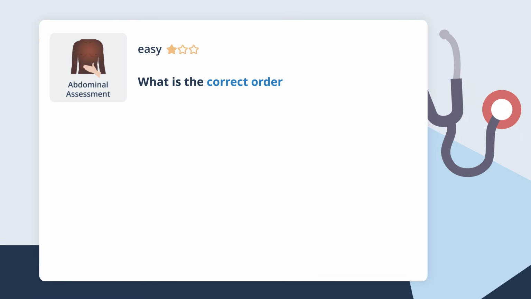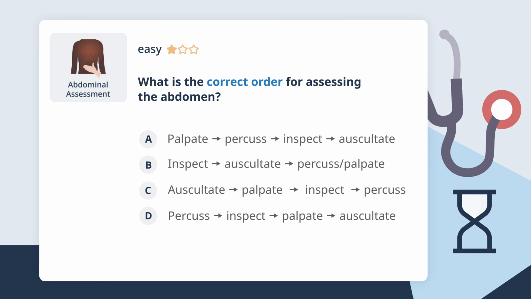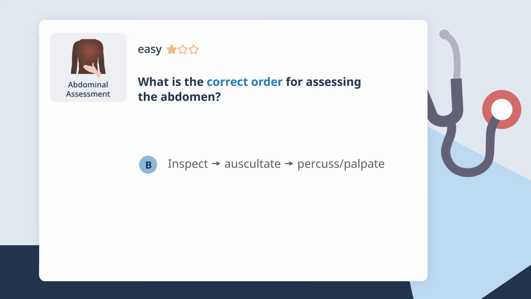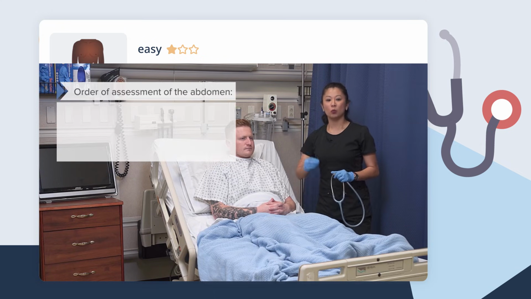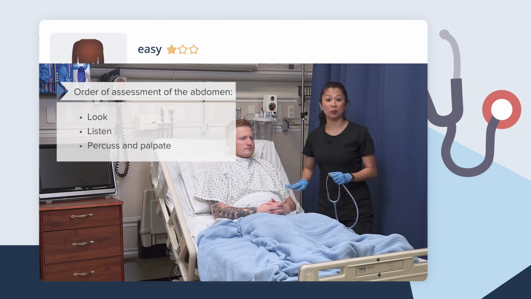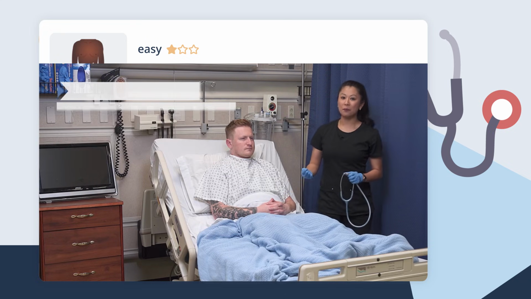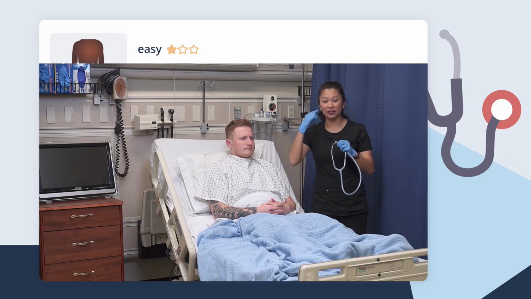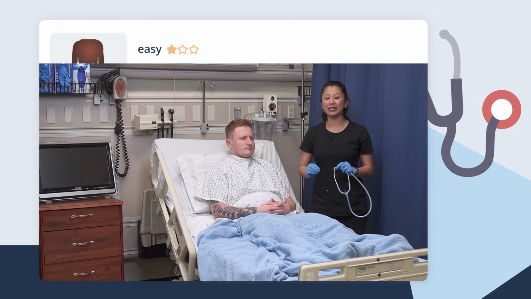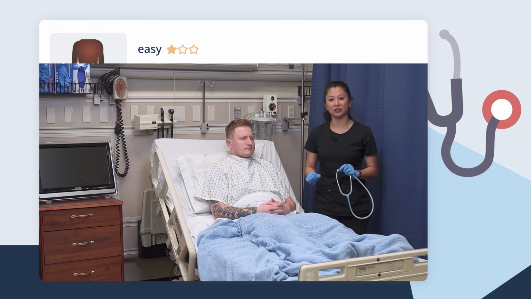What is the correct order for assessing the abdomen? So here's the really important thing to remember: when we're talking about an abdomen, we first inspect, we look, then we want to listen, then we want to percuss or palpate. What I mean by this is you don't want to go pushing on and around Brandon's abdomen, because when I go to listen, that can stir up those bowel sounds, and that's not his true natural bowel sounds that we need to assess.